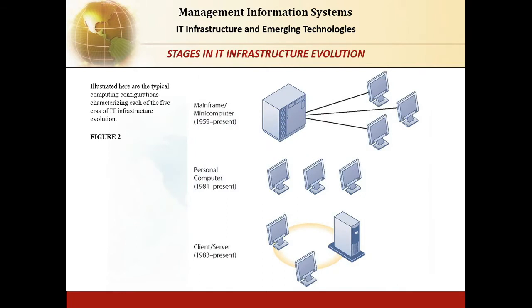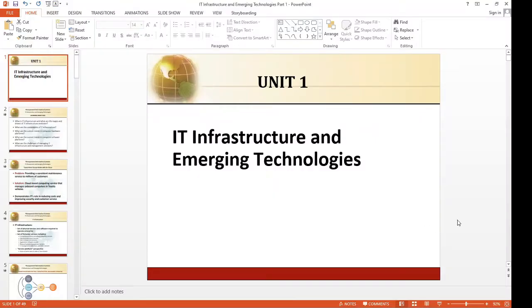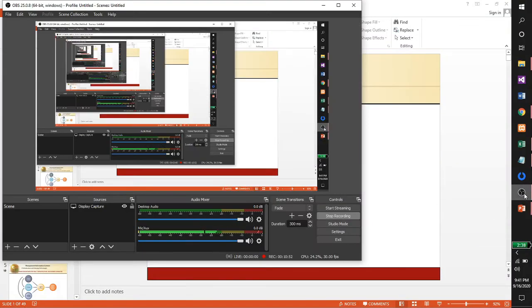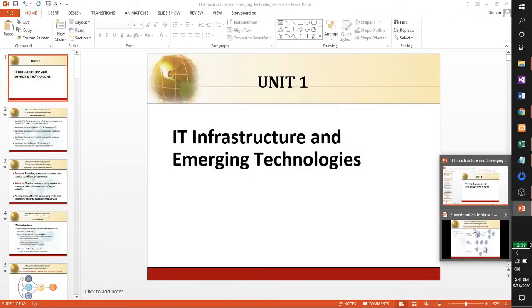So, punta naman tayo sa stages in IT infrastructure evolution. So, dito sa figure na to, makikita niyo yung typical computing configuration, characterizing each of the 5 eras of IT infrastructure evolution. So, dito makikita niyo yung mainframe or mini computer. Then, we have the personal computer. Then, we have the client server.